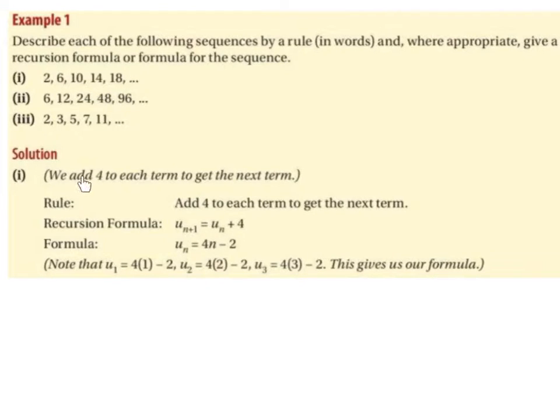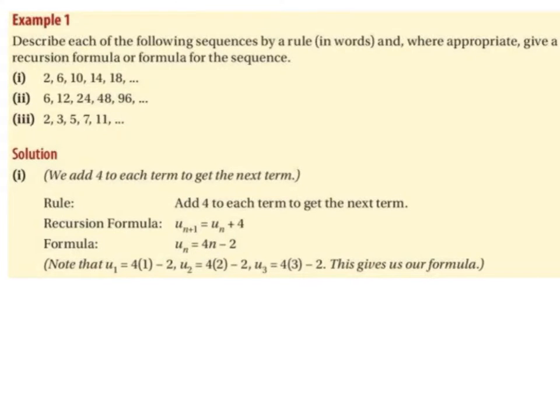So what we had to do was add 4 to each term to get the next term. So the rule in words is literally just add 4 to each term to get the next term. The recursion formula is always un plus 1, which is going to be un, being whatever the term may be, plus 4. So this plus 4 here is our common difference. So the formula is going to be un, or the nth term, equals 4n, because the common difference is 4.